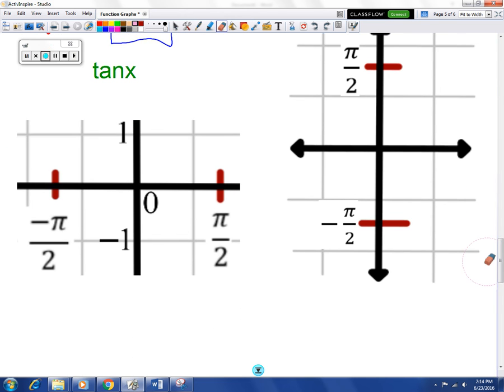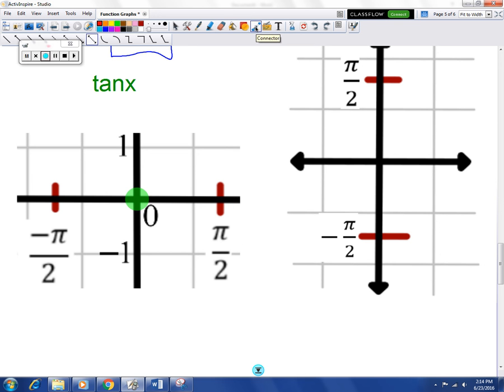Okay, so we have a point at 0, 0, 0. And now at pi over 2 we have an asymptote. So try that one again. I'm sorry, not at pi over 2. Let's go to pi over 2.